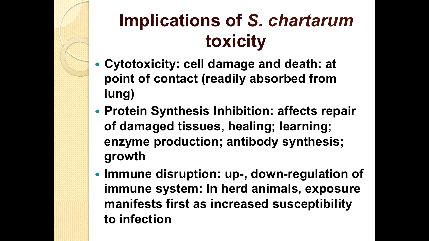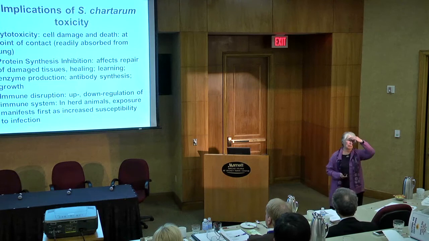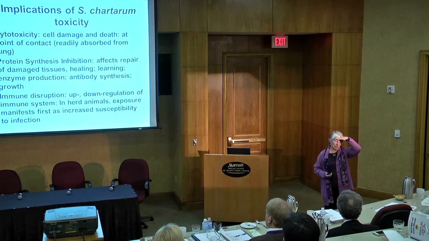Right? They are involved in immune disruption and up and down regulation of the immune system. So it becomes very difficult with up and down regulation to determine exactly what's going on in a holistic way, because some of the toxins that are produced by this organism upregulate, others downregulate, and so what's actually going on totally is difficult to determine, and the immune system is difficult to study. But in herd animals, exposure manifests first as an increased susceptibility to infection, and the infections last longer and are recalcitrant to treatment. Does that sound familiar? Okay.